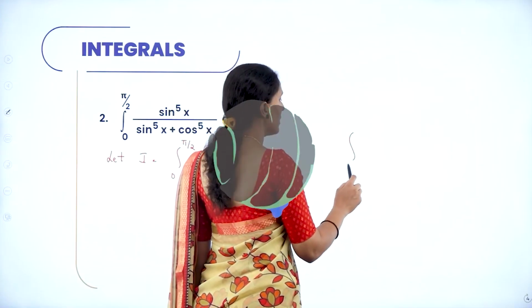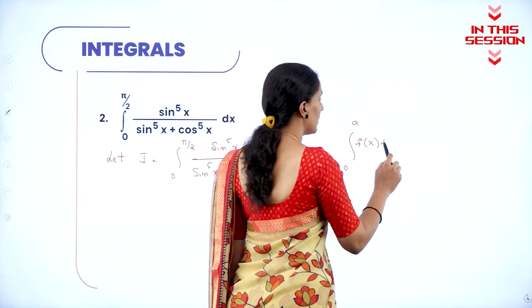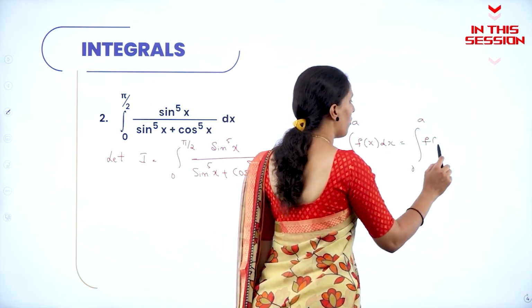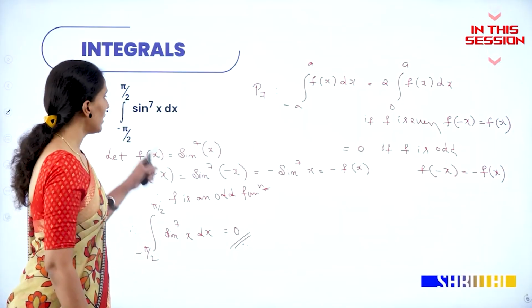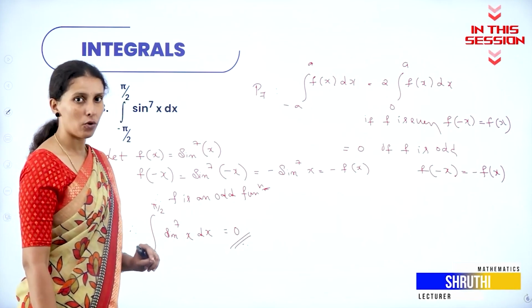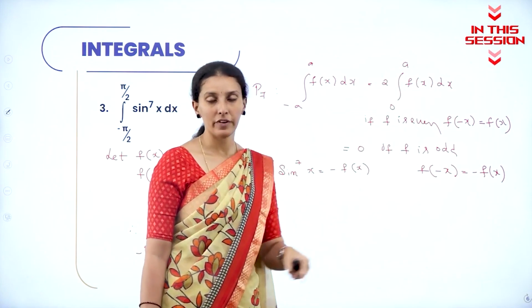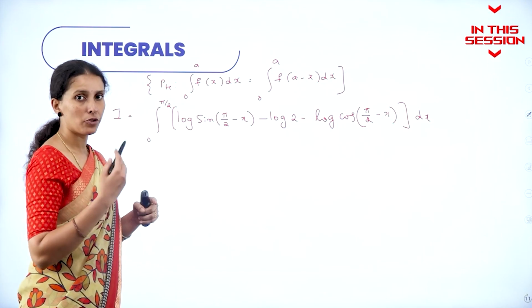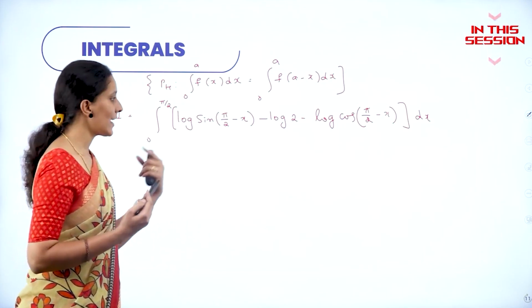If you have integral from 0 to a of f of x dx, this is also equal to integral from 0 to a of f of a minus x dx. If you show that the given function is odd, then you can write it easily as 0. If it is even, then you can write it as 2 times integral from 0 to a of f of x dx. Now using allied angle property, sin pi by 2 minus theta is cos theta, cos pi by 2 minus theta is sin theta.